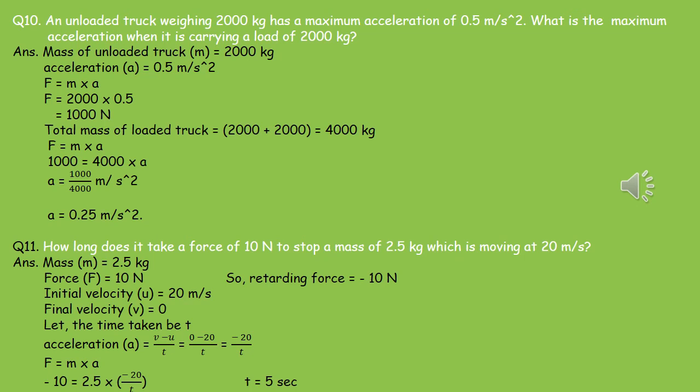Remember, if you don't convert the force into retarding force, your time will be coming as minus 5 seconds. And time can never come in minus. Time is not a vector quantity and time is unidirectional. So minus 5 seconds cannot come. So we have to convert the force to retarding force in this sum.